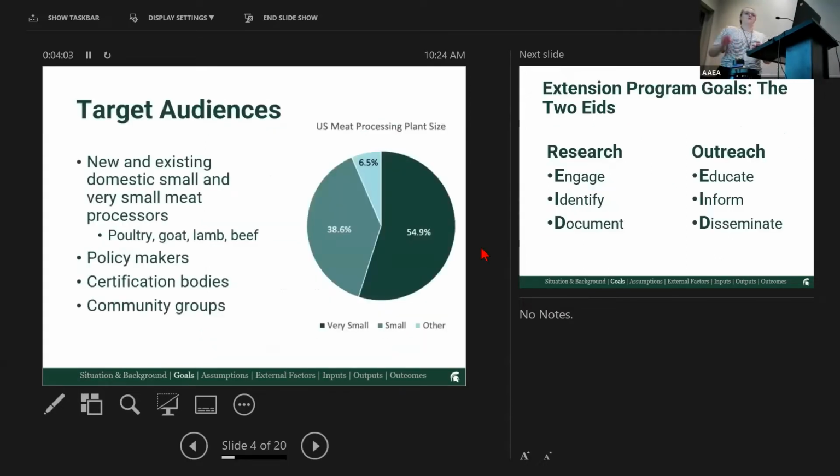So the target audiences for my program will be new and existing domestic small and very small meat processors, particularly those who already work with poultry, goat, lamb, and or beef or veal, not pork because it's not allowed. And so you can see from this pie chart on the right side that that's the vast majority of meat processors in the US as defined by the USDA size standards. Secondary groups of interest are policymakers, certification bodies who could potentially help build a program, and any related community groups like Islamic centers, things like that.